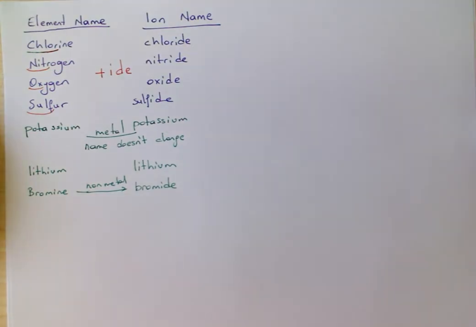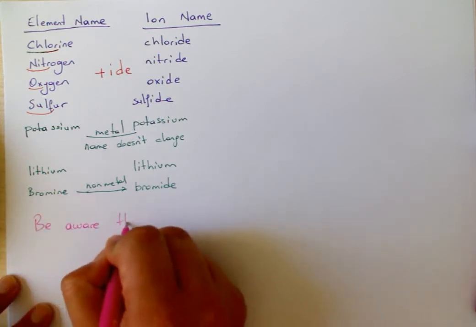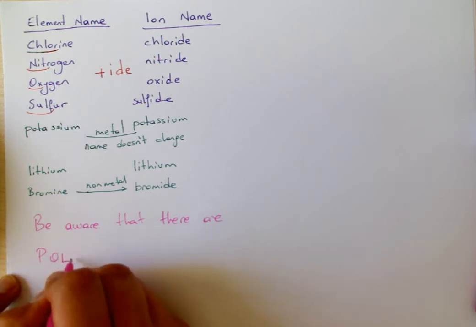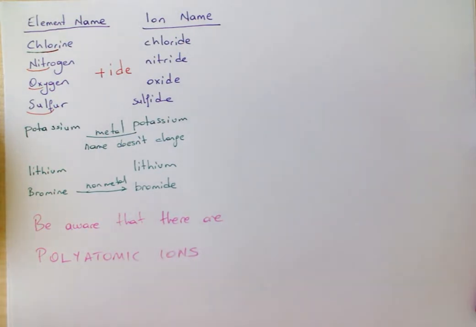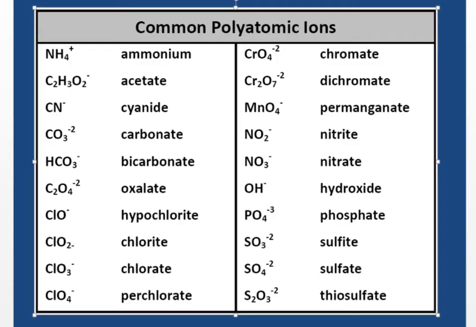There are also ions that form after elements have shared their electrons, and we call them polyatomic ions. Let's type here. Be aware that there are polyatomic ions. And the important thing is that each of them has a special name. So you can't predict their name. So you need to memorize them. Here, the common polyatomic ions, you need to write down these names several times and memorize them all to be able to name ionic compounds.